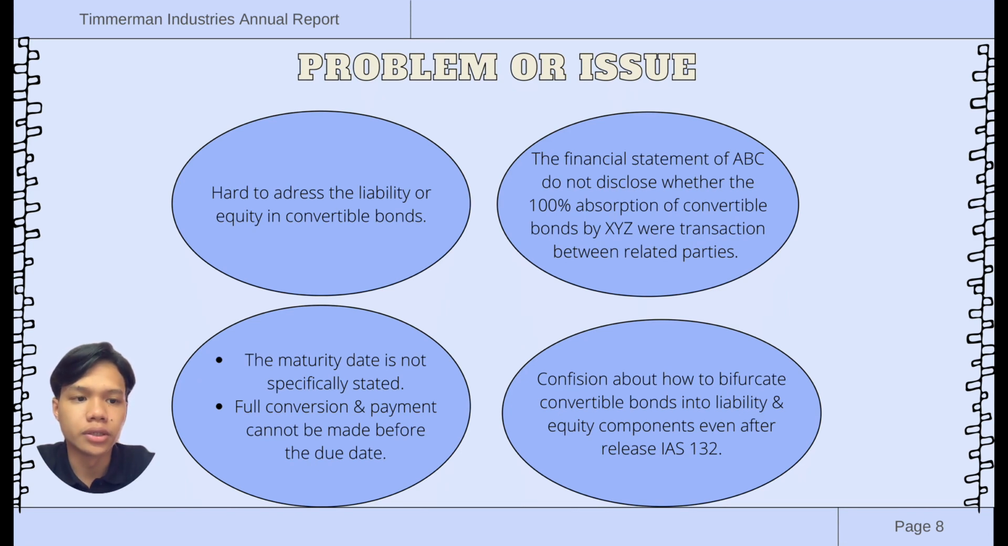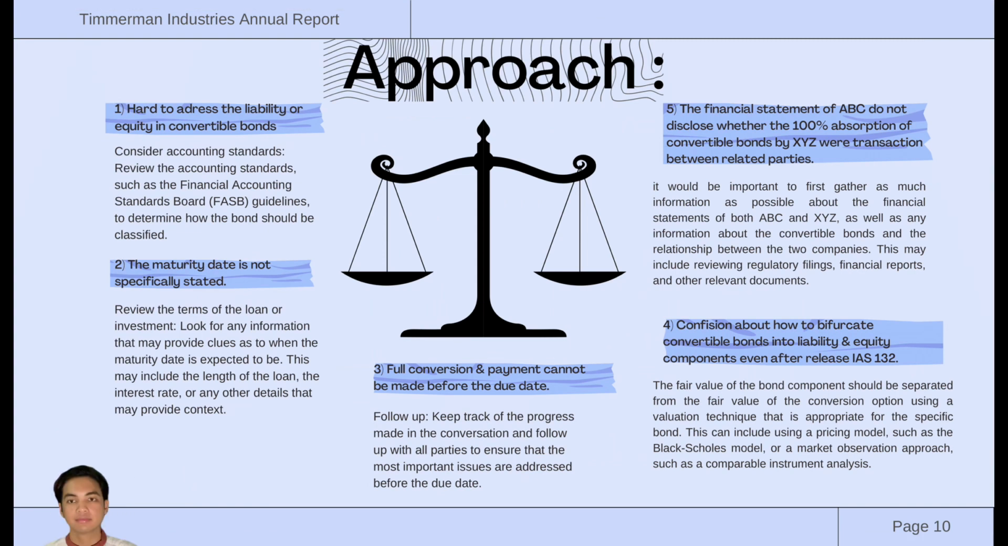So we don't know whether XYZ company is a related party to ABC or not. Approaches might be used by the standard setter for the five problems shown.